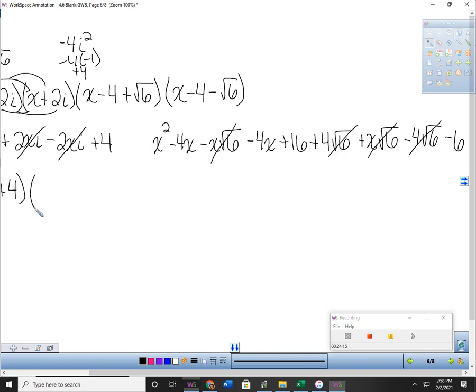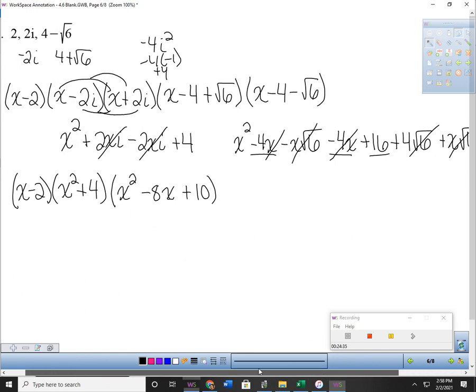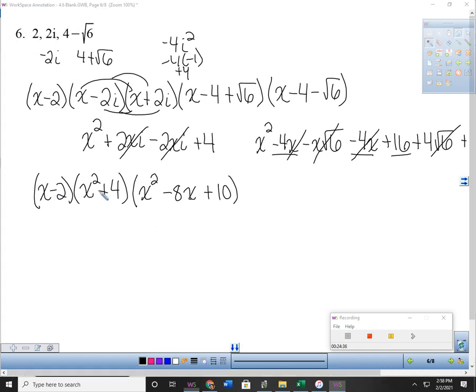So behind my other two parentheses, I've got x squared, negative 4x and negative 4x make negative 8x. And then 16 and negative 6 make 10. So now I have eliminated all of the problems, right? Now I'm just going to go ahead and multiply the first two together.